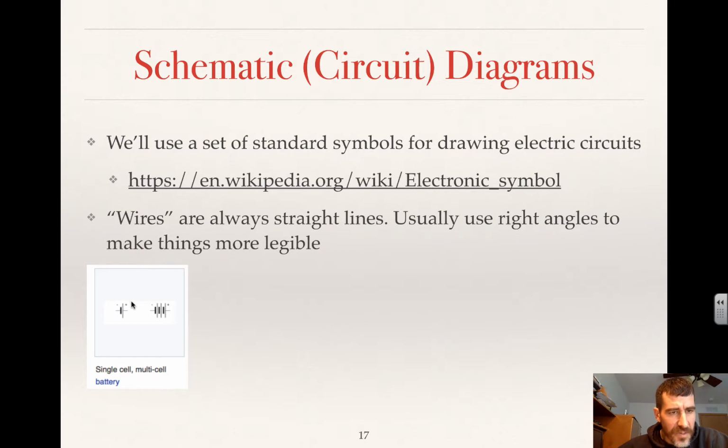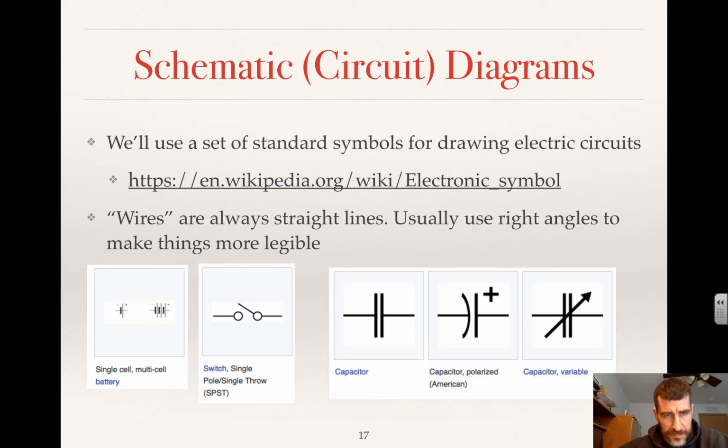So here you see the symbol for a battery. Technically speaking, the one on the left is a single cell battery, the one on the right is a multi-cell battery. Usually we just draw things as single cell, whether they're actually single or multi-cell. So there's a long and a short line. The long line is the positive terminal, the one at higher potential. So here we have the simplest switch you can have, a single pole, single throw switch.